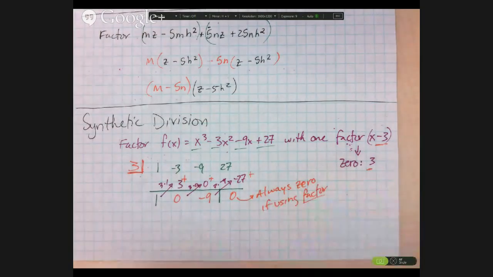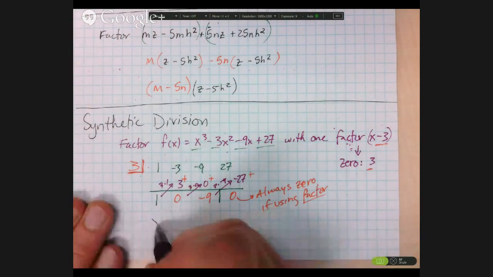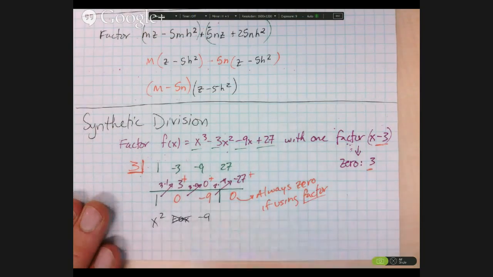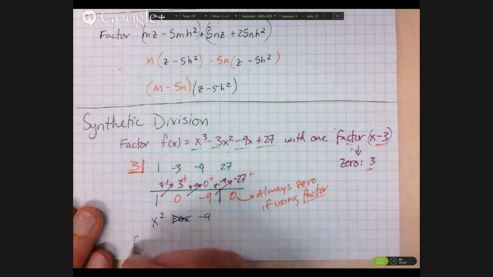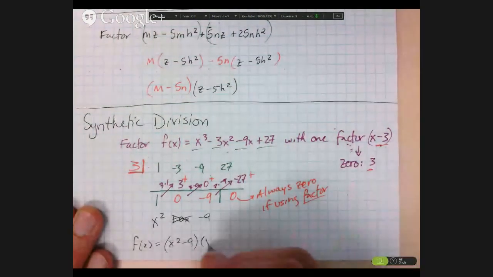If you're using a factor of the equation or function, you know the remainder is always going to be 0. So if you don't get 0, you did the work wrong. There's no remainder if you divide by a factor, ever. Okay, what's my new factor? Yeah, you can cross that out, of course. So f of x equals x squared minus 9 and x minus 3.